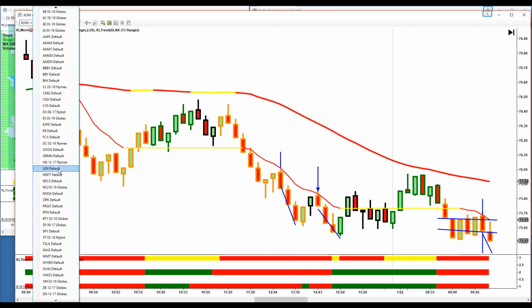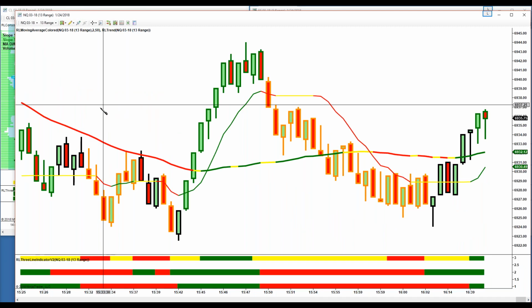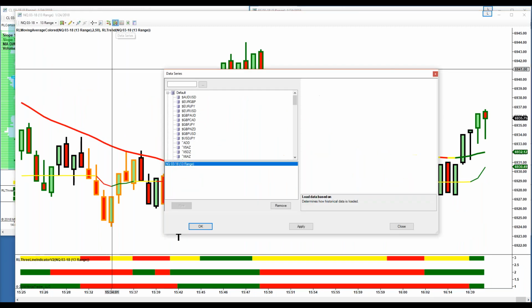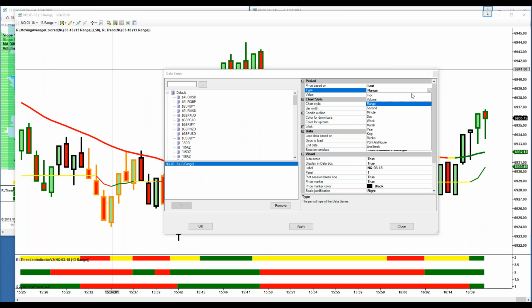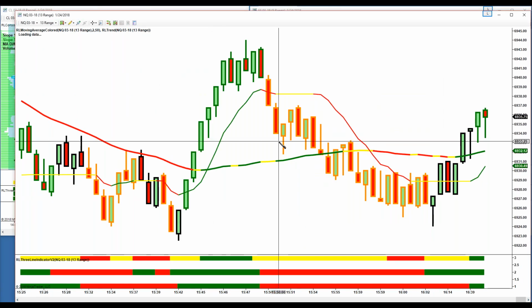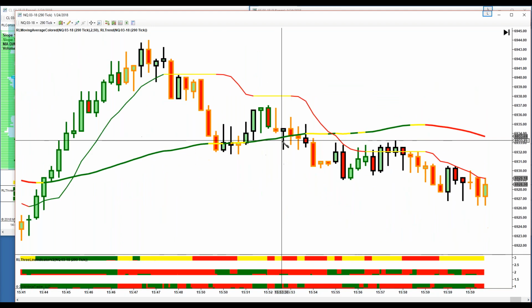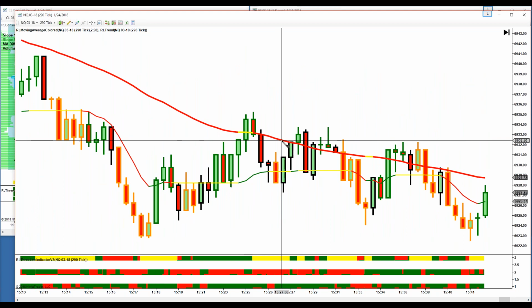Let me put the NQ up. Now, I think the NQ is one of the most difficult markets to trade. Here it is, and you want a 290 tick. Here's your 290. And here's a chart. Let's move to the meat of the day here.